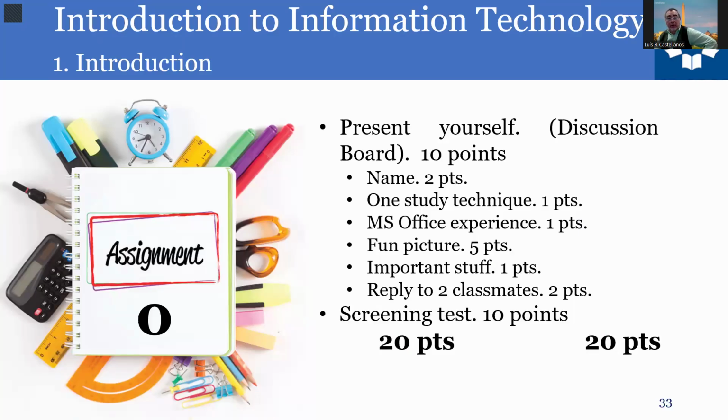Assignments before we start: we have the present yourself and the screening test. Both are 10 points, so that makes a total of 20 points. For the discussion board to present yourself, you have to write your name, one study technique, your experience in Microsoft Office, a fun picture, important stuff that you want to share with us, and reply to two classmates. So that's going to be 10 points.